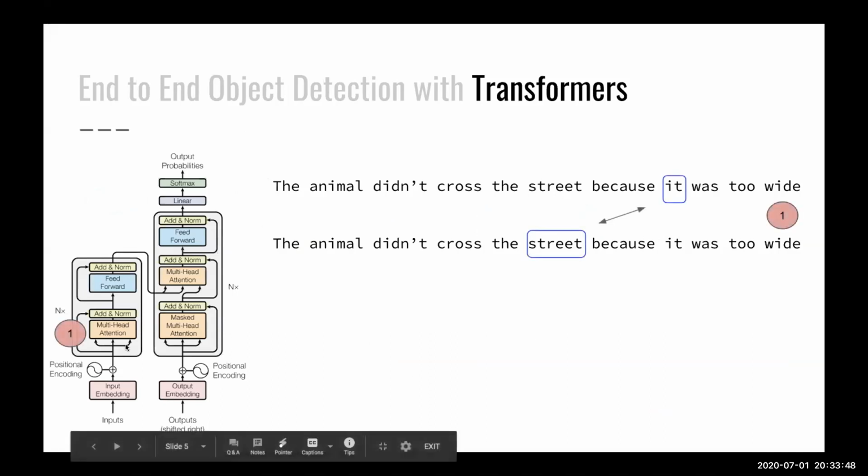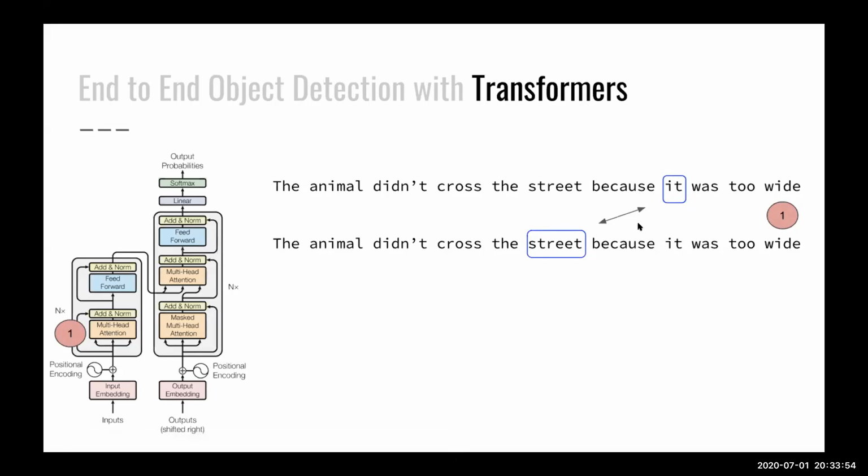You have multiple instances of this attention. So the first attention is within the input sequence itself. So one example of an attention mechanism would be finding words that actually refer to the same thing. So in this sentence, the animal didn't cross the street because it was too wide. It and street are actually referring to the same thing. So there's going to be an attention correlation between those two words.